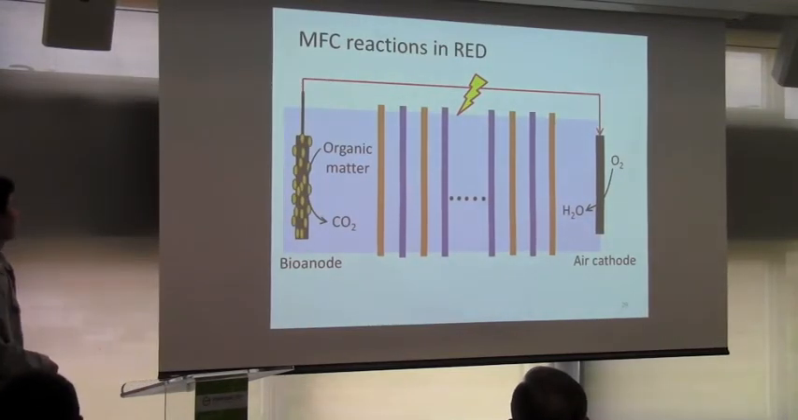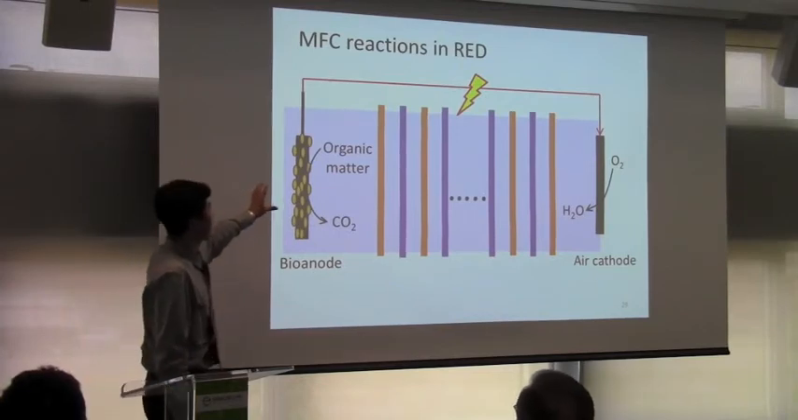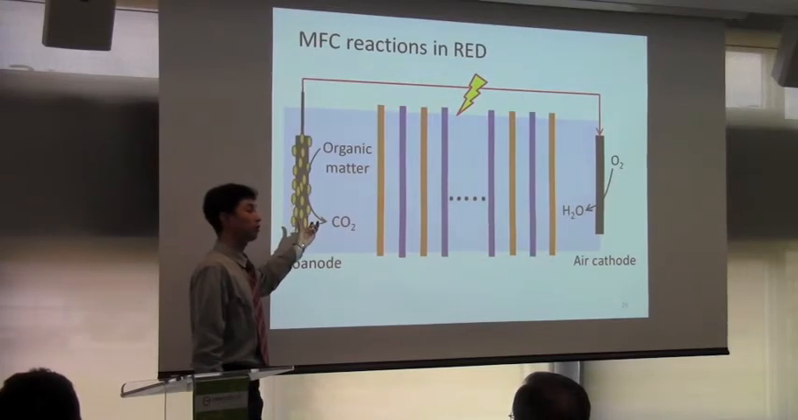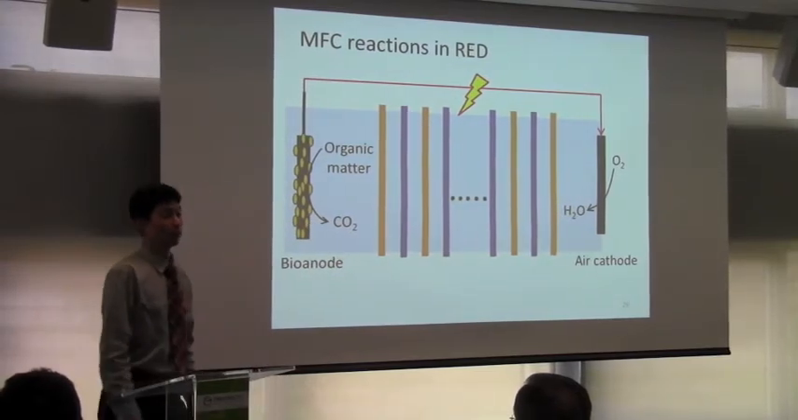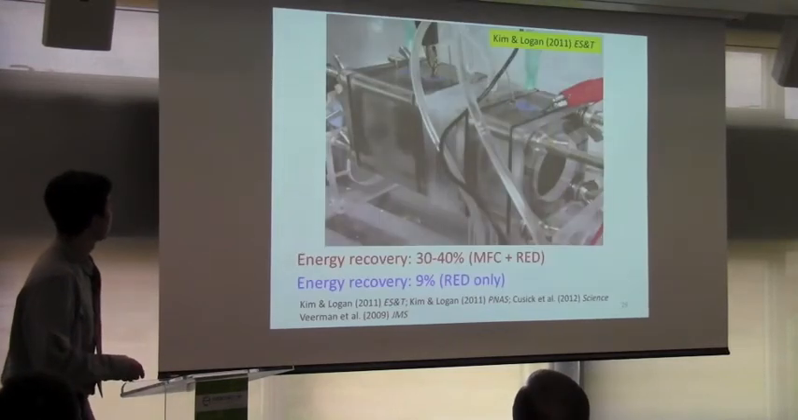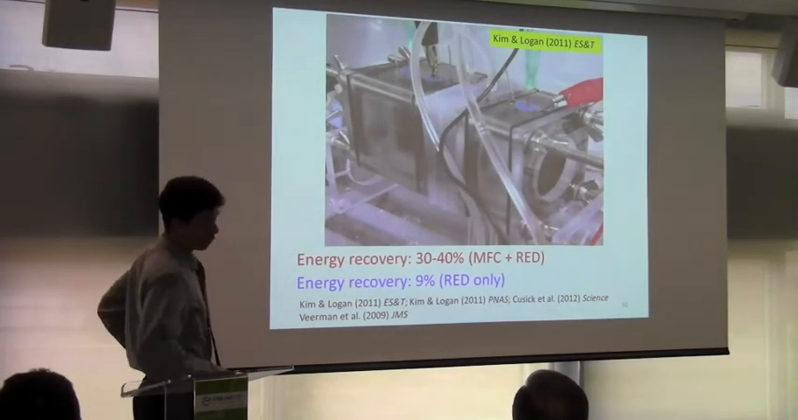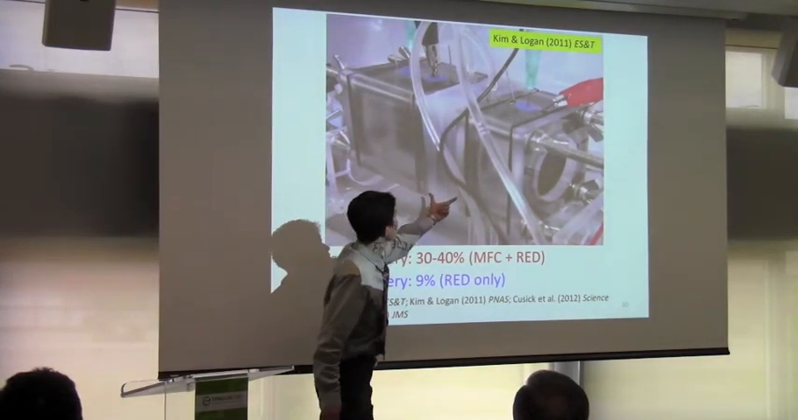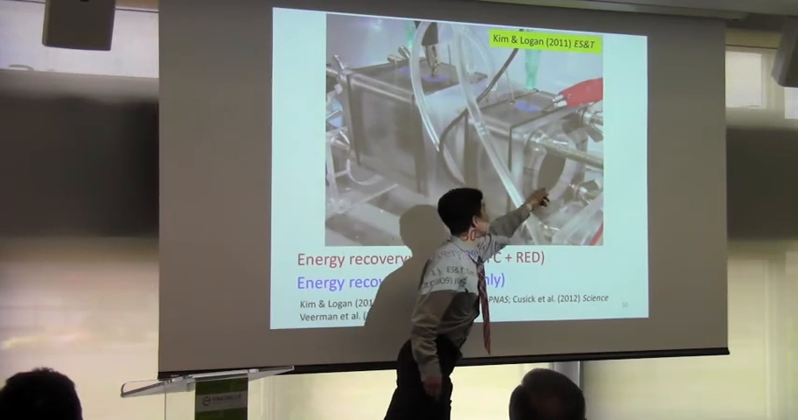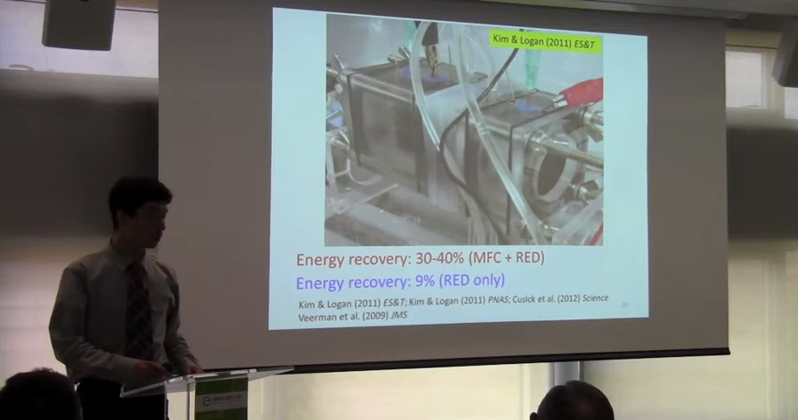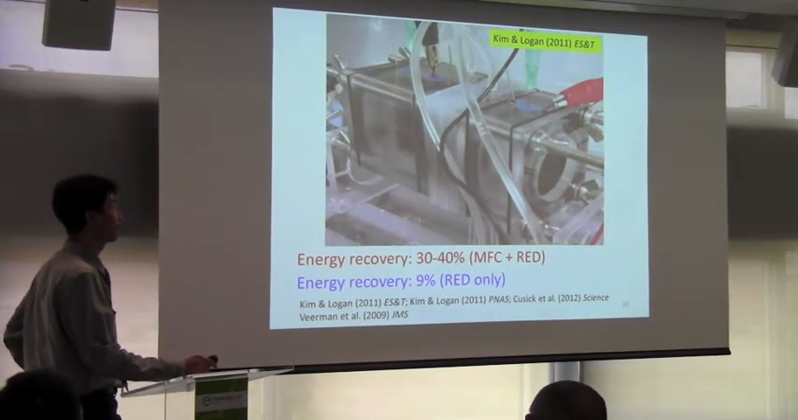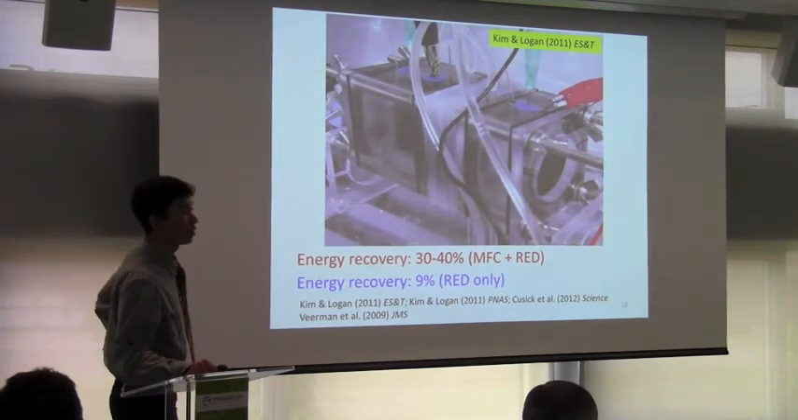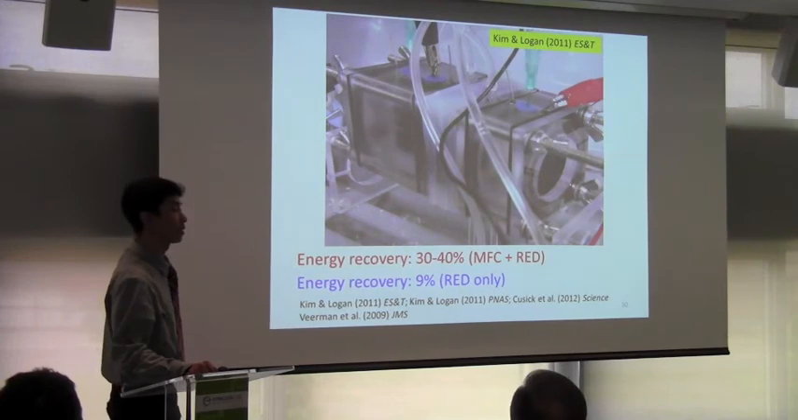So what we did is to put these MFC anodes in our RED system, so that we can basically convert the energy consumption for electrical reactions into energy recovery from the electrical reactions. And this is the reactor that we built in the lab. It is a little difficult to see. There's a bioanode on the left, here's the stack of ion exchange membranes, and here is the air cathode. The results were quite promising. Energy recovery goes up to 30 to 40% when you combine MFC and RED. When you compare this with 9% with the RED-only system, it is a substantial increase.